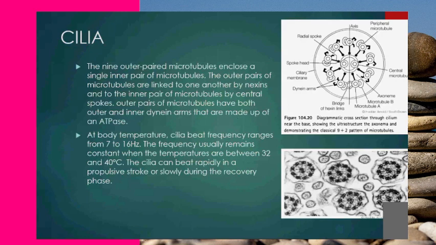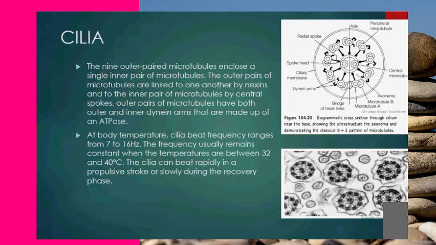These outer pairs of microtubules are linked to one another by nexins and to the inner pair of microtubules by central spokes. And these outer pairs of microtubules have both outer and inner dynein arms that are made up of ATPase. What is the use of this ATPase? Since the cilia has to move, any movement needs kinetic energy. What do you need? You need ATP. For the creation of the energy, ATPase is needed for conversion of ATP to ADP.